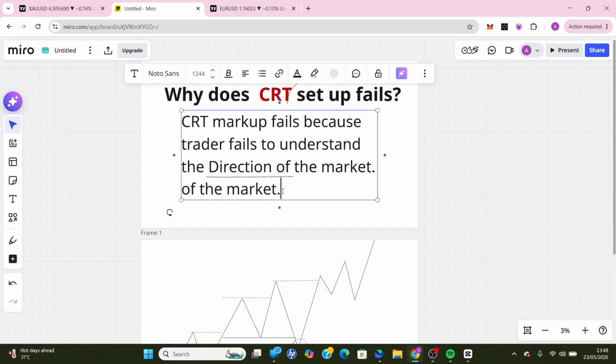You don't just jump into the market and start marking CRT. It will fail. So you have to have the bias of the market. And how can you form the bias of the market? Let me go down and show you how you can find the bias of the market, right?